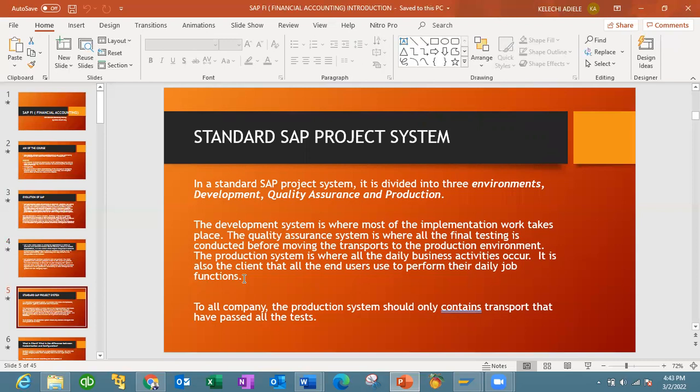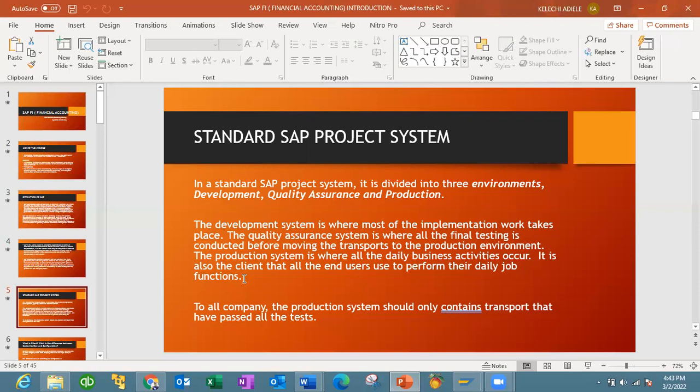The development system is where most of the implementation work takes place. So when you are trying to build the system, trying to arrange everything, getting requirements from the business, getting all their specifications, all those builds happen in the dev system. When you're done with the dev system, you have to move into quality for testing. The quality assurance system is where all the final testing is conducted before moving the transport to the production environment.